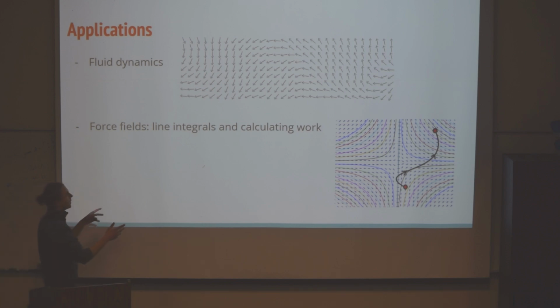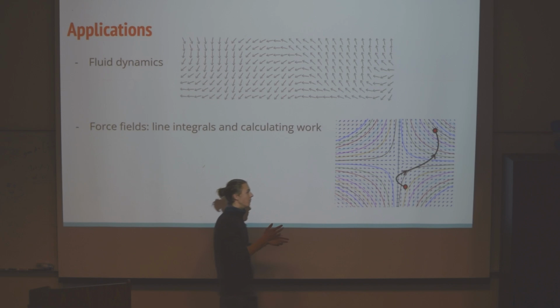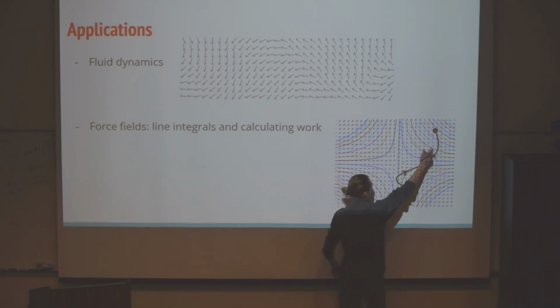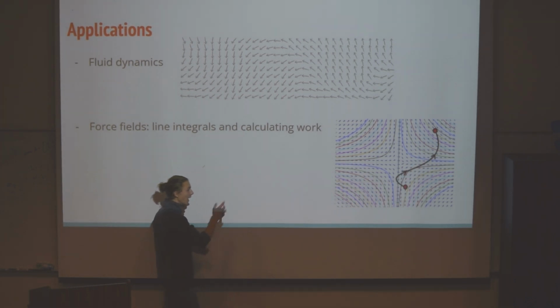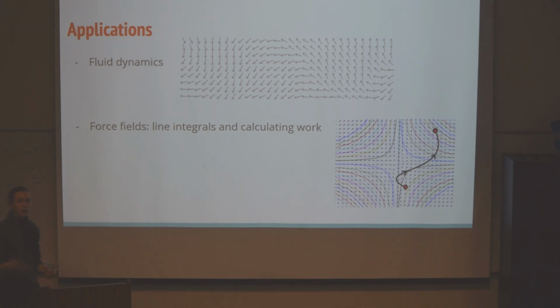It's also really useful in force fields and calculating work. For example, if this was a force field, whether a gravitational field or an electromagnetic field, and I wanted to move an object through that field along some path, let's say this weird parametric curve, I can calculate the work done on that object going through that force field by using what's called a line integral. These are all different applications of divergence, curl, and the concept of vector fields in general.